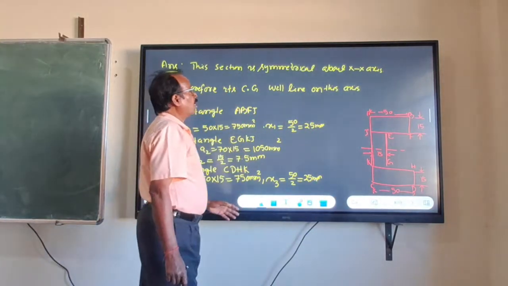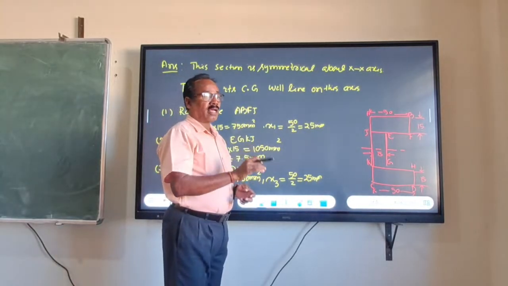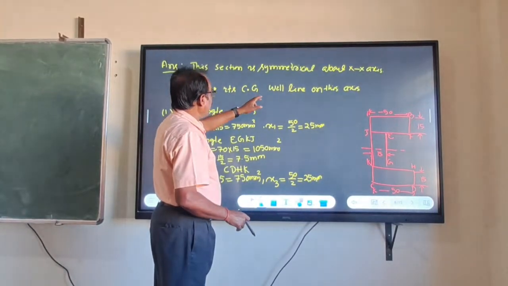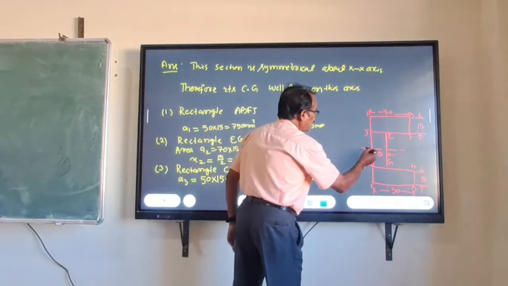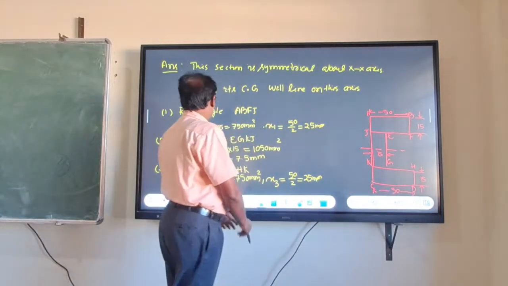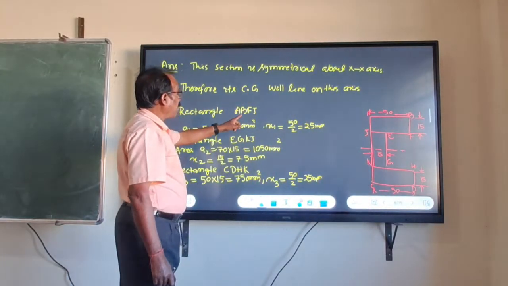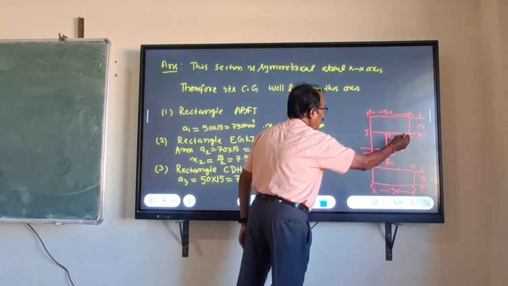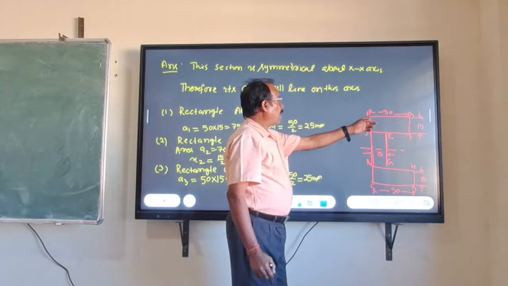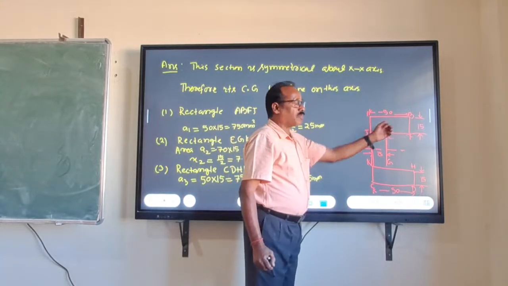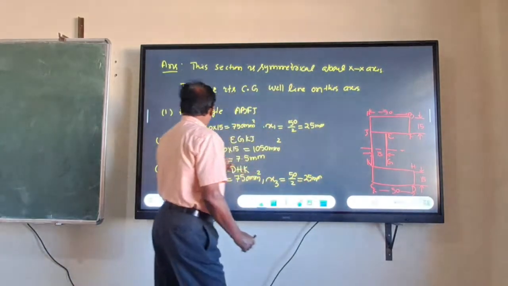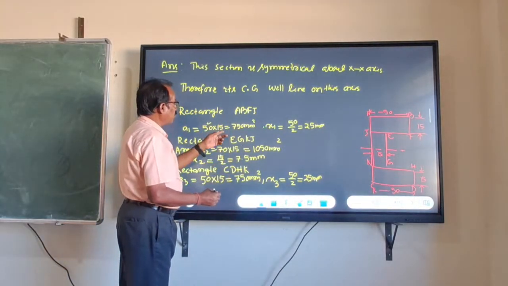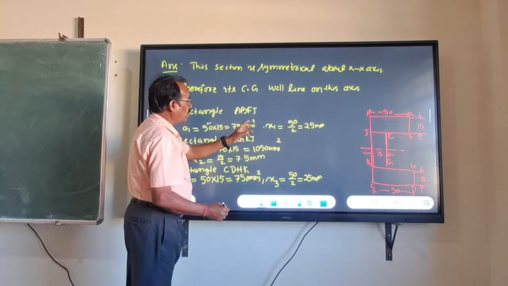This section is symmetrical above the x axis. Therefore, its center of gravity will lie on this line. First, rectangle ABFJ. Here, length is 50, width is 15. Therefore, A1 is equal to 50 into 15, 750 mm square.